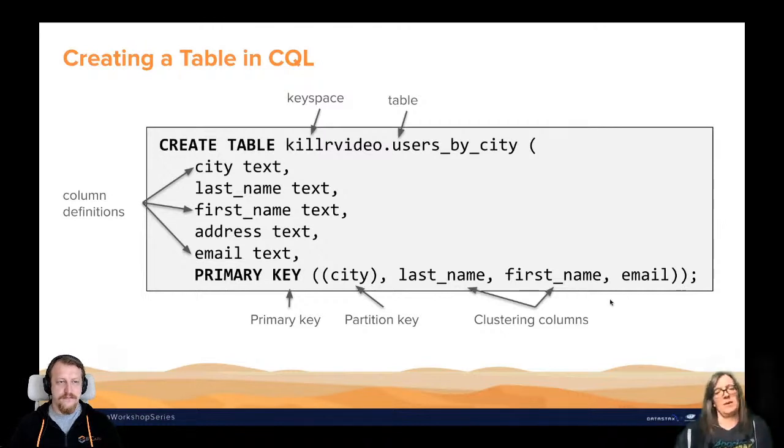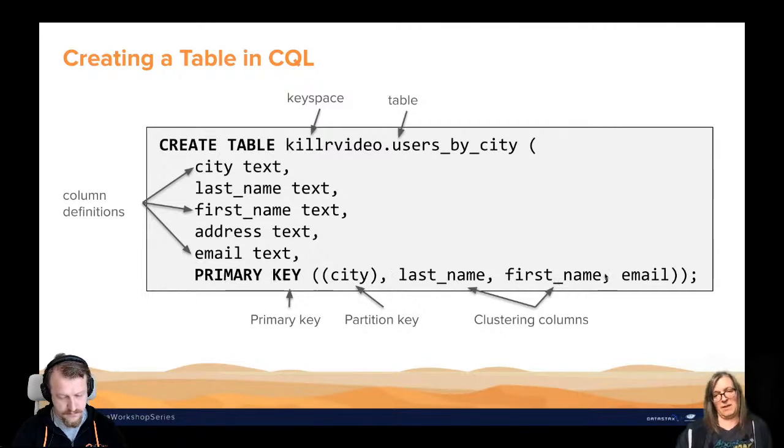First of all, every table needs to have a primary key. And the primary key always needs to have a partition key. And it can also have other key elements, right? In this case, it has three: last name, first name, and email. And these other elements in the primary key are called clustering columns, right? We will go into the details of these terms, but this is the main takeaway.